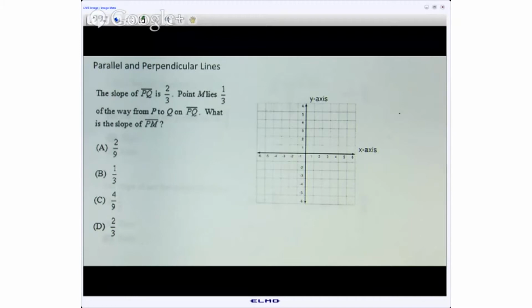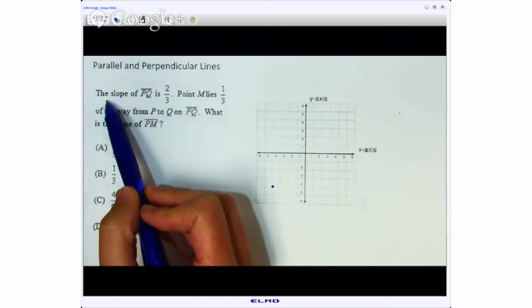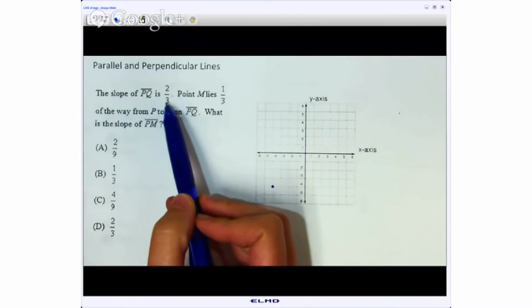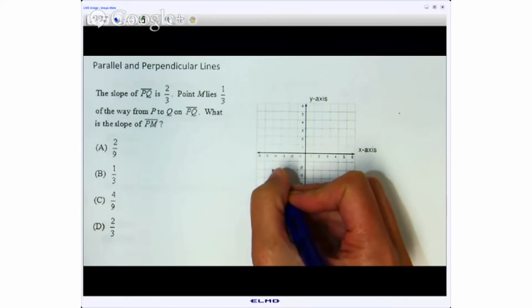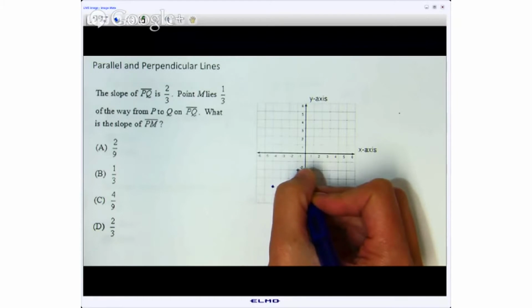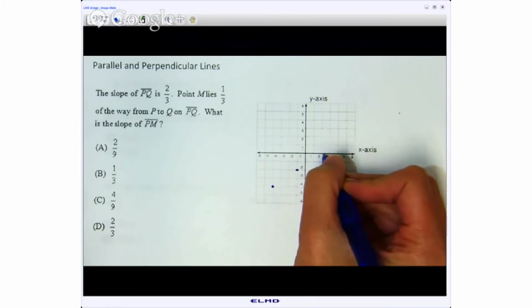Let's take this one sentence at a time and draw so that we can understand what we're looking at. They don't give us a starting point, so I'm just going to randomly choose a point to start from. And I'm going to read my first sentence. The slope of PQ is 2/3, which means rise over run, so I'm going to go up 2 and right 3.